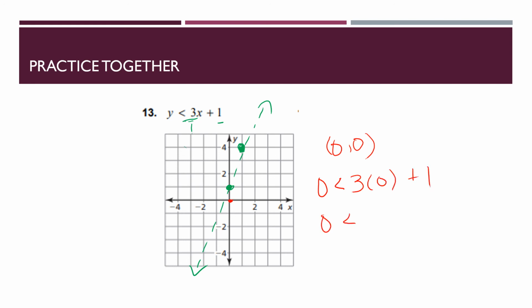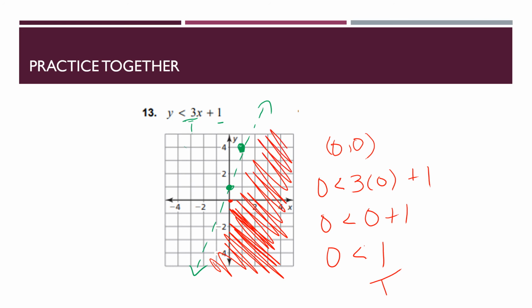So 0 is less than, let's see, 0 plus 1. So the question is, is 0 less than 1? And since that is true, then that means you're going to shade everything in that region. That means everything in this region where the 0, 0 is going to be an answer. So I could pick any point in here, and it's going to give me a correct answer. It's going to be true anyway for that statement.